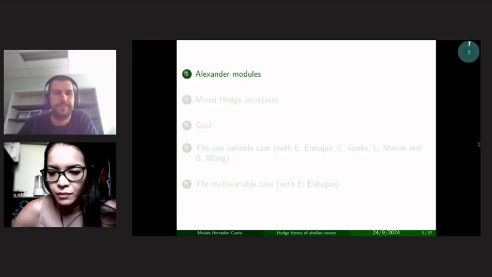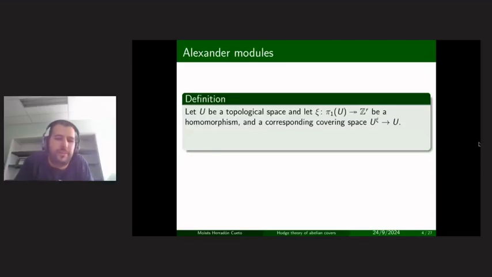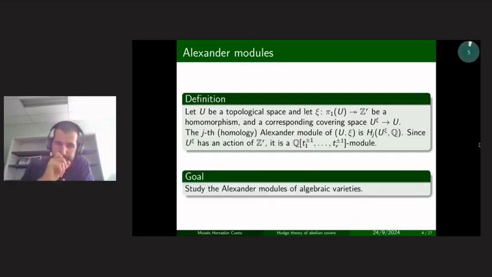Alexander modules are a topological invariant that has to do with covers. As we know, covers are in bijection with subgroups of a fundamental group, and I care about covers that are regular and have a deck group which is free abelian. So whenever you have an epimorphism to a deck group that is Z to the r, you get a cover. And Alexander modules, by definition, are the homology groups of these covers.